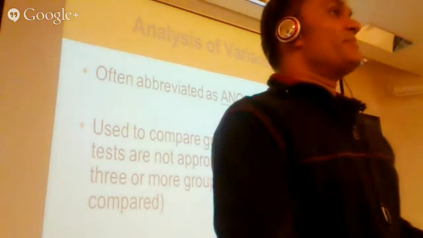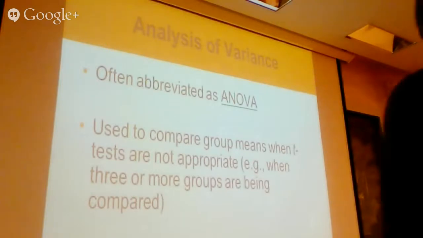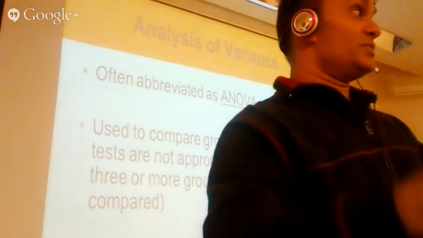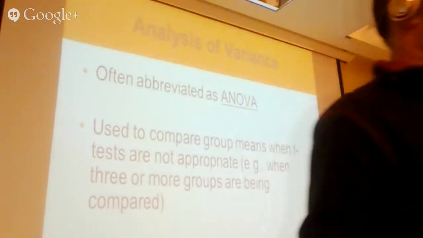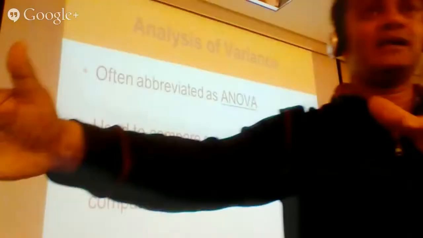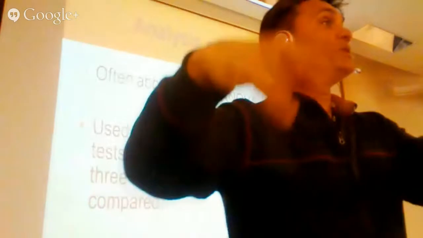So we use it to compare group means where the t-test is inappropriate, i.e. when there are more than two groups, or when there are different dimensions to those groups. And we'll see how that looks in a second. Before I do, consider again, I've got three groups: Group A, Group B, and Group C. And maybe they've got different numbers of people in each group.